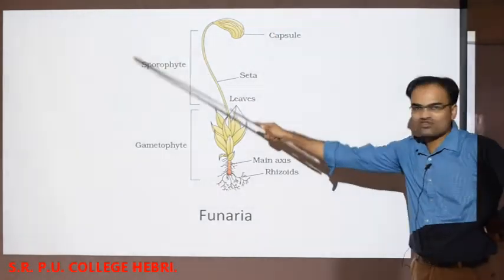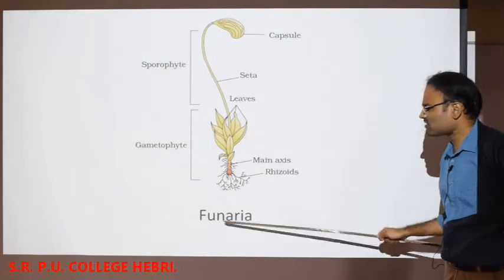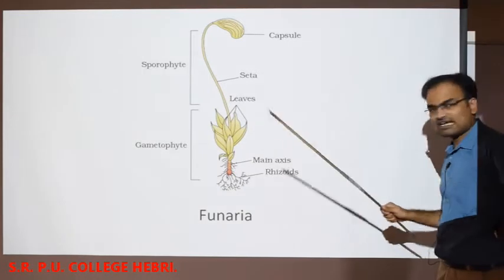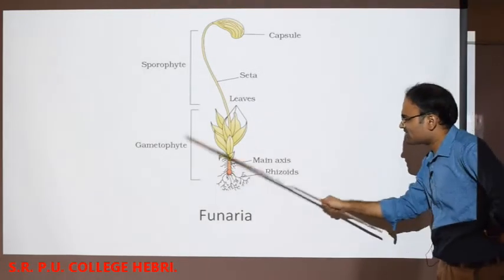This is the sporophyte. Okay, so this is an example of Funaria. Like that Marchantia, it is the gametophyte.